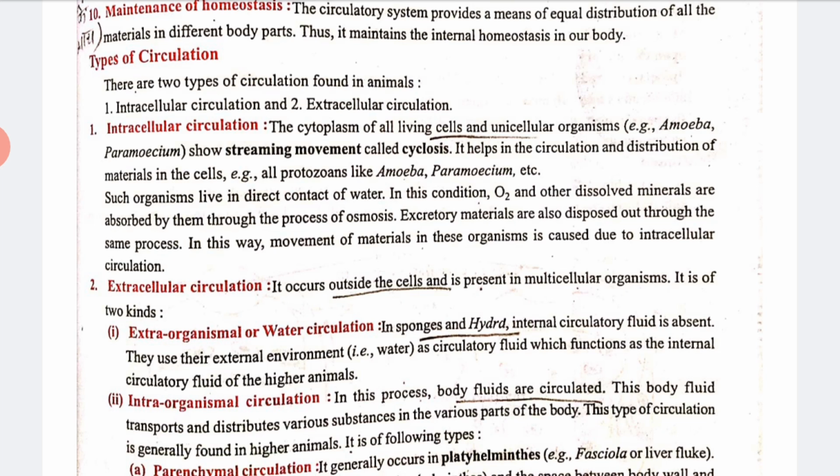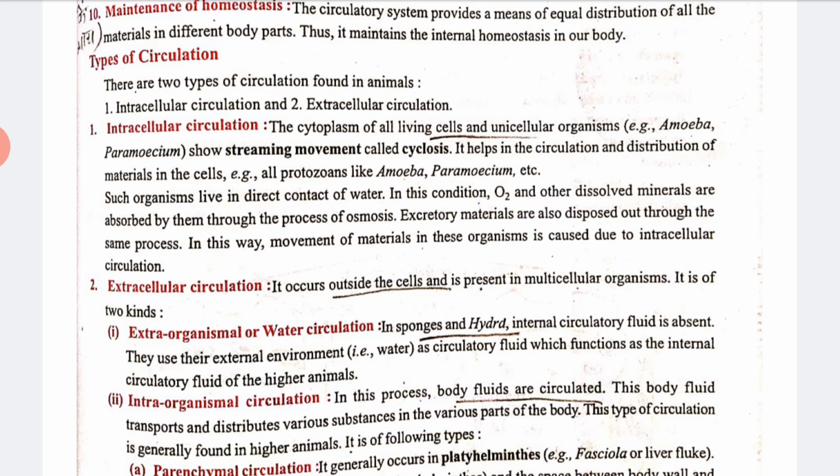Okay, so in water circulation, what happens in sponges and hydra is that internal circulatory fluid is absent, and they use their external environment, that is known as water. But in intra-organal circulation, it is the process where body fluids are circulated, meaning whatever fluids are present in our body circulate, and the body fluid transports and distributes various substances to various parts of the body. Clear?